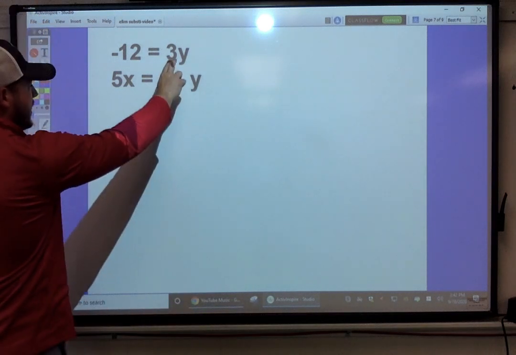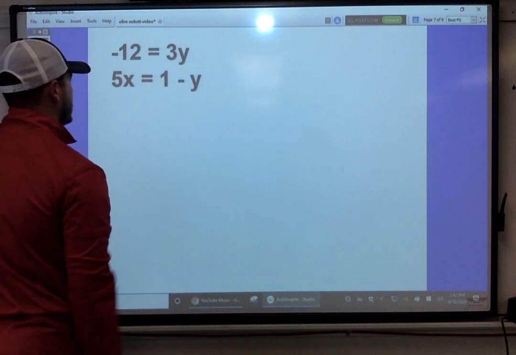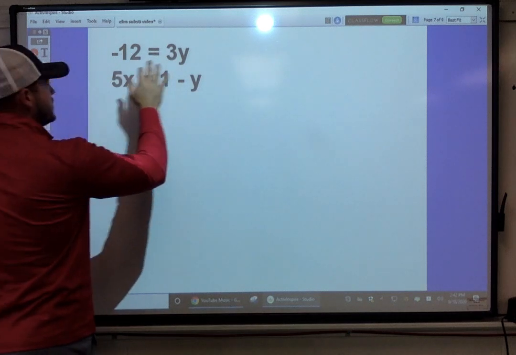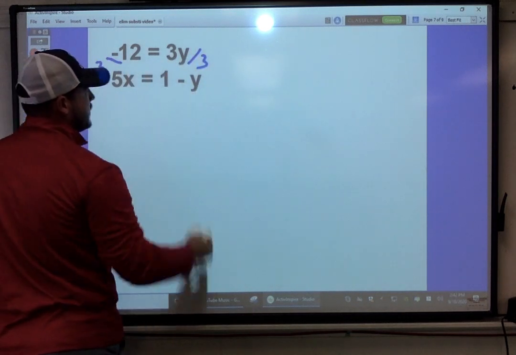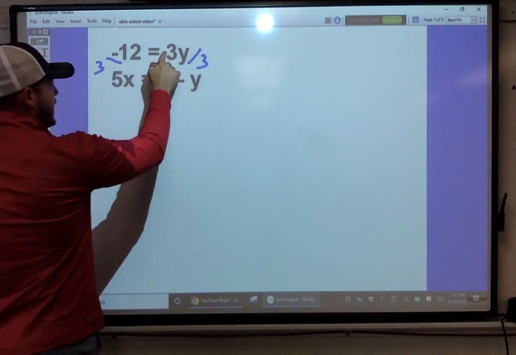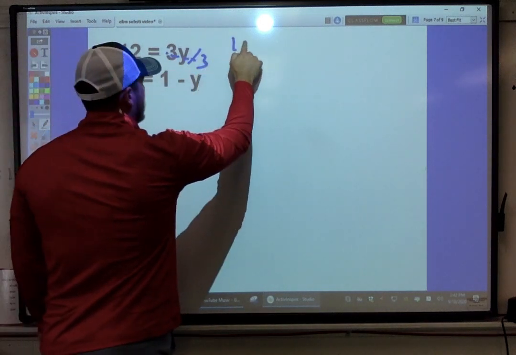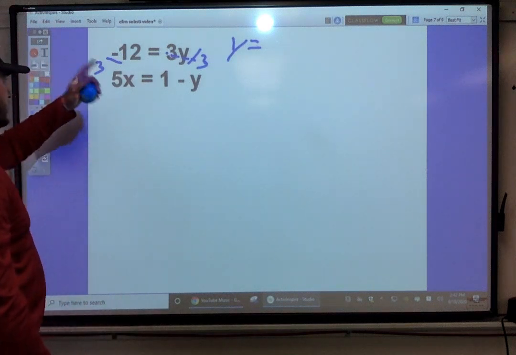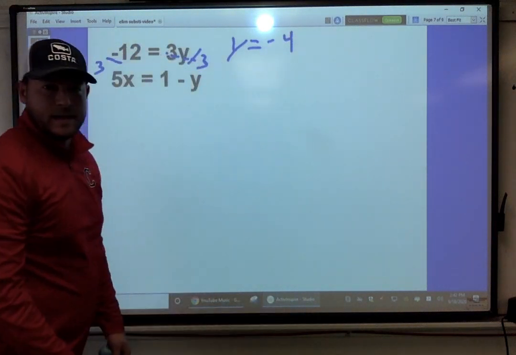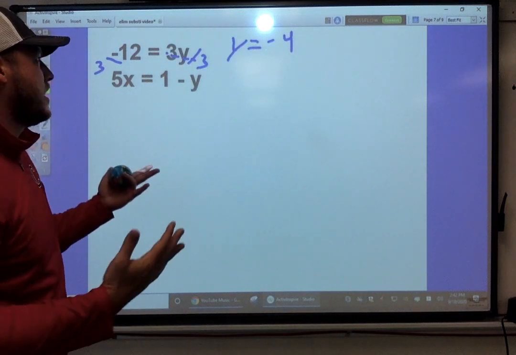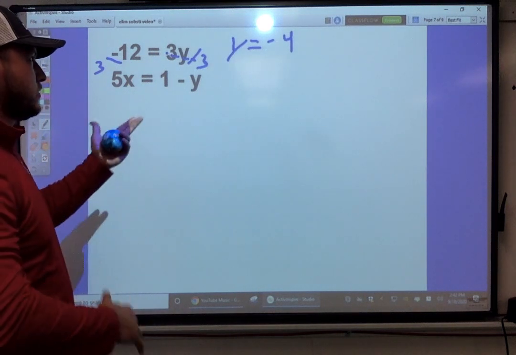Well, to get this y by itself, we're going to do the opposite of multiplication. So what I'm going to do is divide by 3 to both sides. I'm going to rewrite it over here so we can see it a little better. So I'm dividing by 3 to get rid of that 3, so y is by itself. Negative 12 divided by a positive 3 is a negative 4. So now I know what my y is equal to. My y is equal to negative 4.